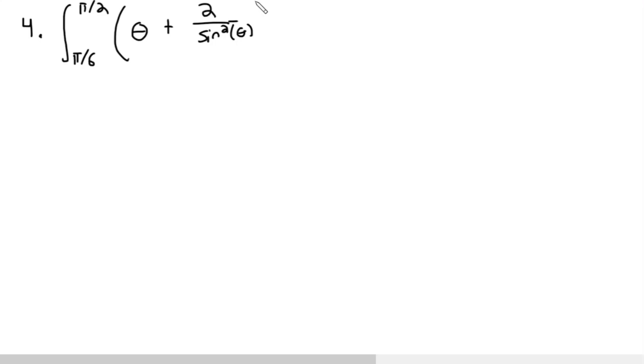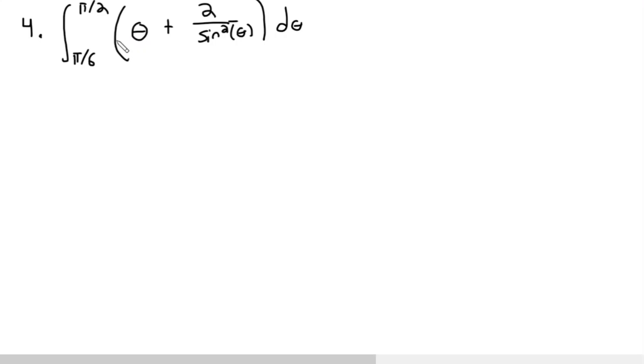Okay, so let's do this one. So this is example number 4, I believe. So this one's gonna run from pi over 6 to pi over 2. And this is theta plus 2 over sine squared theta, and then d theta. Again, these parentheses out there don't matter. You can leave them if you want. It doesn't matter.